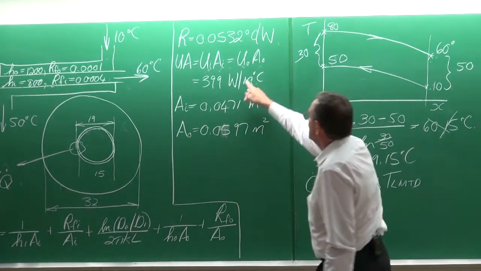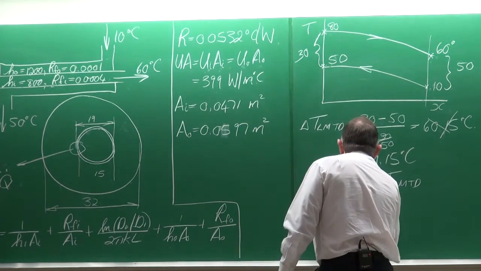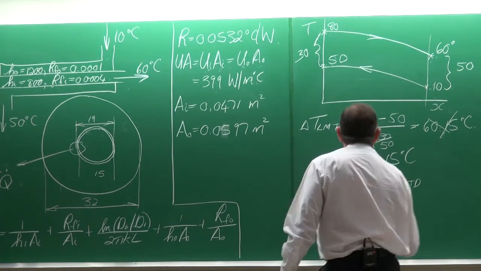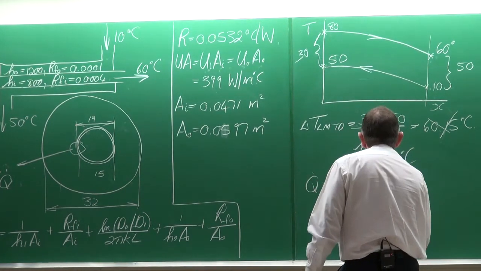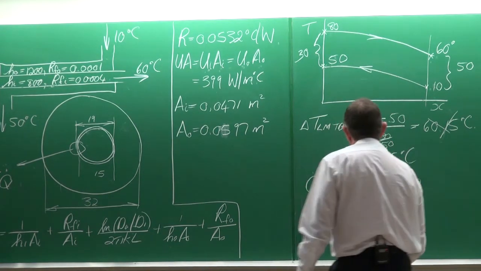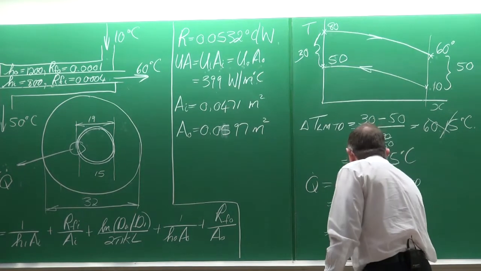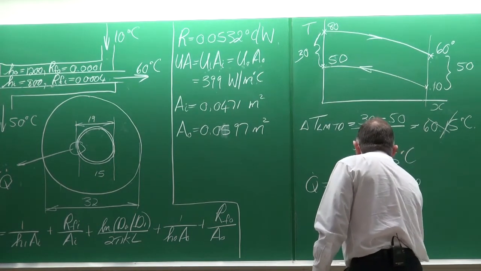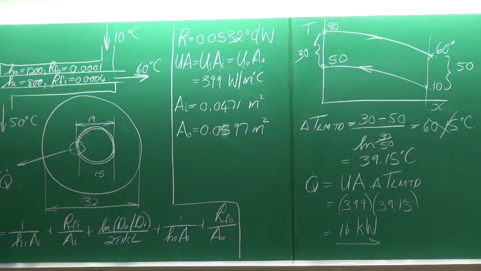So there's the UA, which is 399, multiplied by the temperature difference, which is 39.15. And I think that's about 16 kilowatts, something like that. Okay. Am I right?